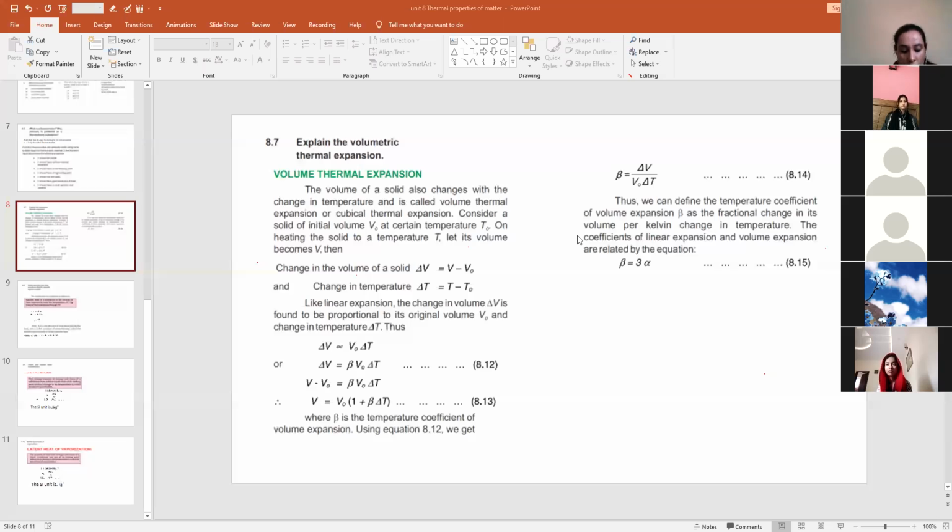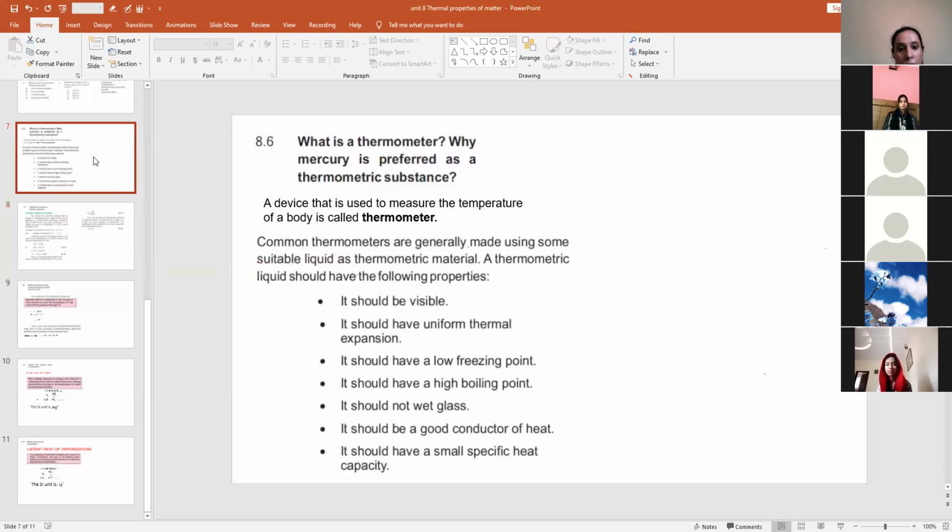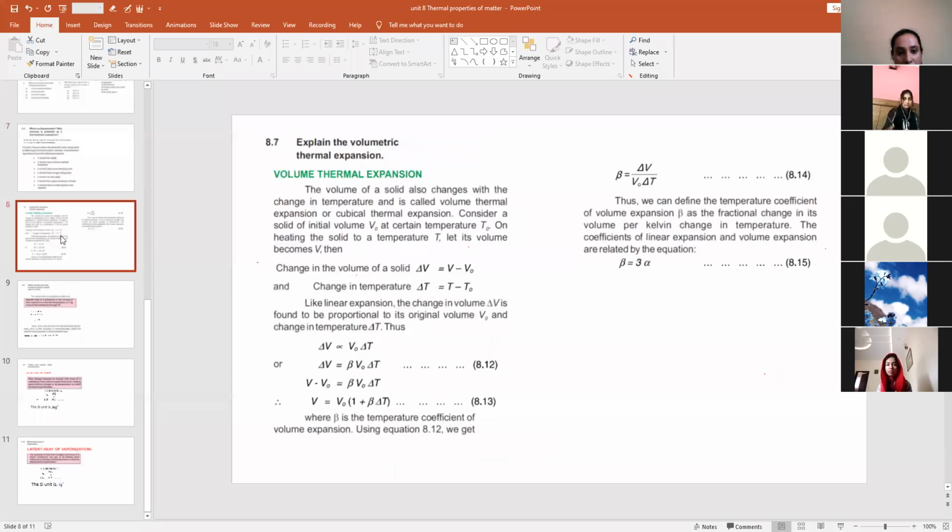Okay boys, if you haven't done these questions, you have to write all these questions in your notebook. These topics are already discussed in the lecture. You just have to write the answer in your notebook, right? So this is the 8.7.